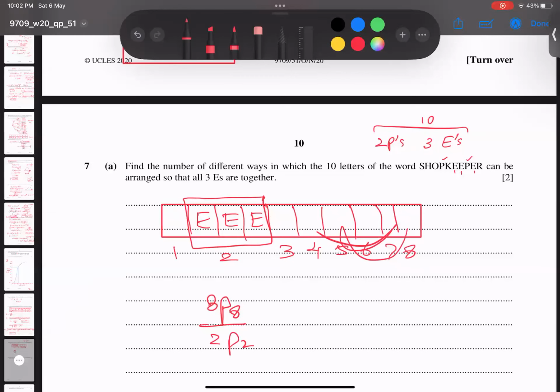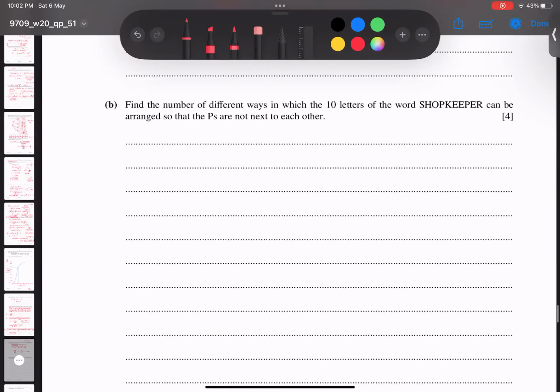Alhamdulillah Rabbil Alameen. If you type in the calculator 8P8, or you can write 8 factorial, 8 factorial by 2 factorial, and 2 factorial is 2 actually. So if you write just 2 only, no problem at all. 20160 is our answer.